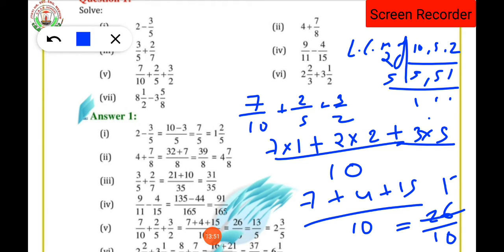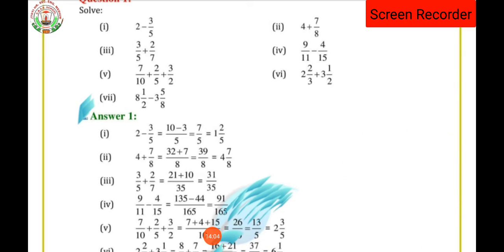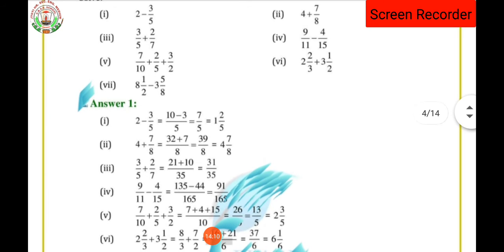So 26, 13 by the table of 2. So what is the answer finally? That is 13 upon 5. Now if we want to change it into a mixed fraction form, we can change it. Otherwise, it is not required. Clear, student? One more question I am going to tell you.